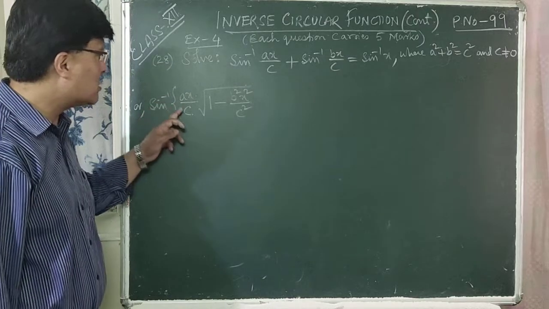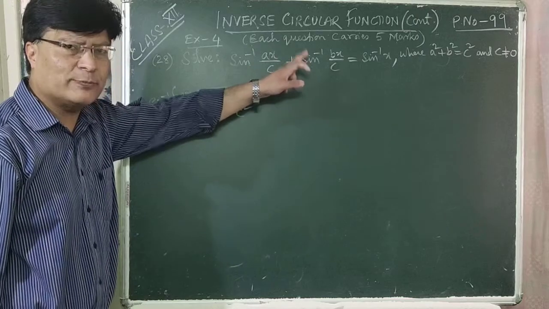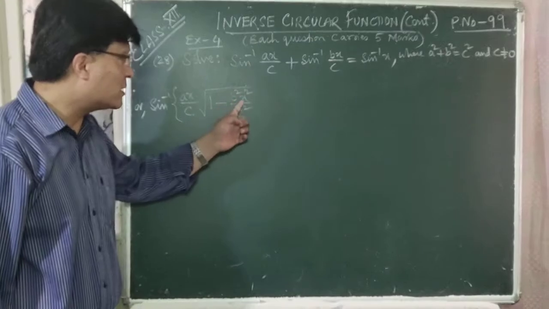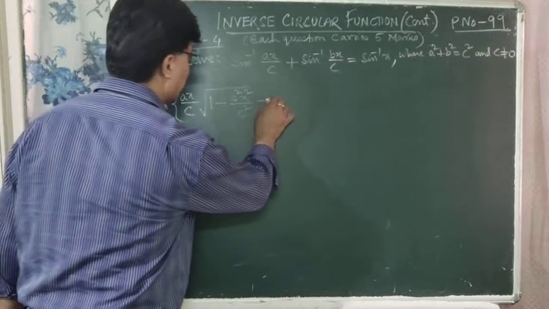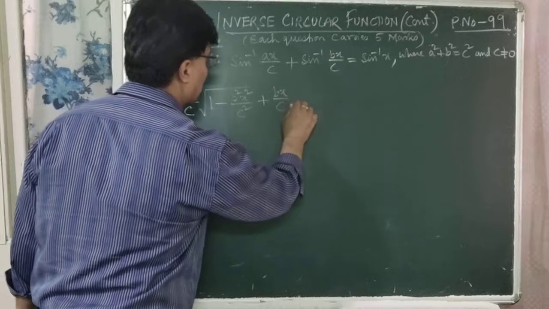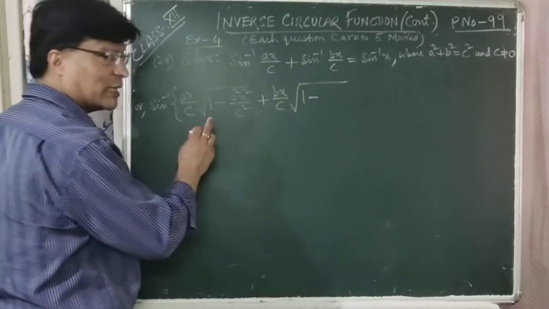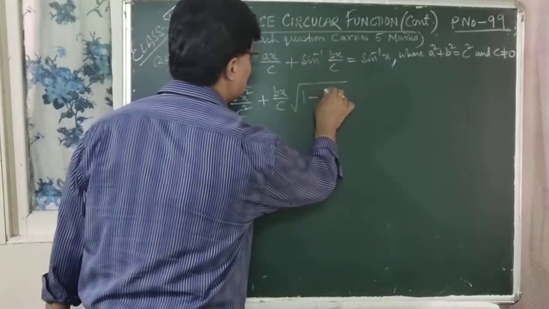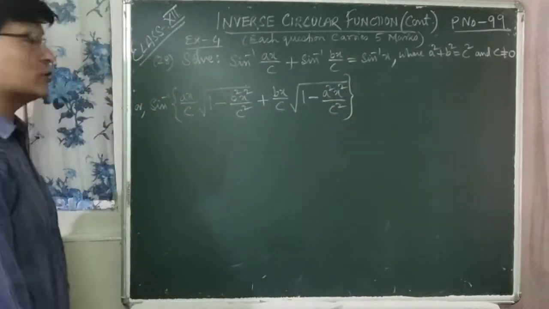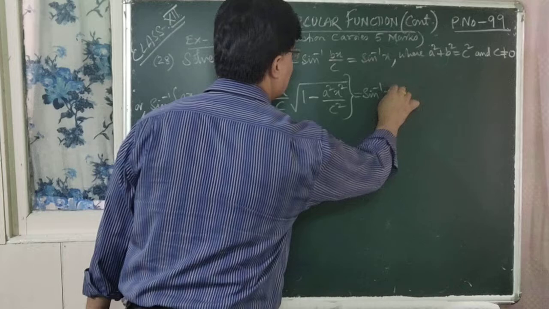That is sine inverse, x is ax by c here, into root under 1 minus y square. Here y square is bx by c whole square, that is b square x square divided by c square. Then plus sign. Now we have to write down y. What is y here? It is bx by c. Then within square root, what is 1 minus x square? It is 1 minus, what is x square here? ax by c whole square. That is a square x square by c square. Here the second bracket is closed. Right? So the right hand side remains the same. That is sine inverse x.